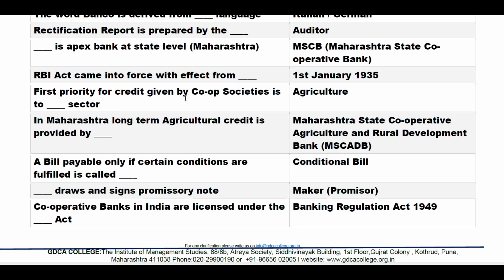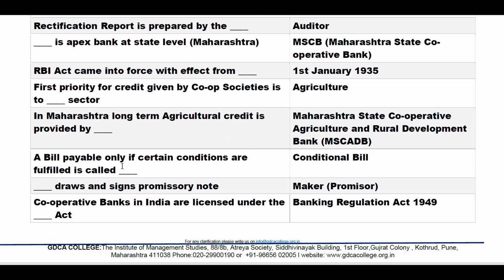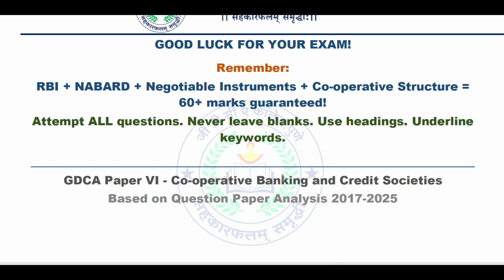First priority for credit given by a cooperative society is to dash sector, that is the agricultural sector. In Maharashtra, long-term agricultural credit is provided by dash, that is Maharashtra State Cooperative Agricultural and Rural Development Bank, that is MSCARDB. A bill payable only if certain conditions are fulfilled is called a conditional bill. Dash draws and signs promissory notes, that is the maker, the promisor. Cooperative banks in India are licensed under the Dash Act, Banking Regulation Act 1949.